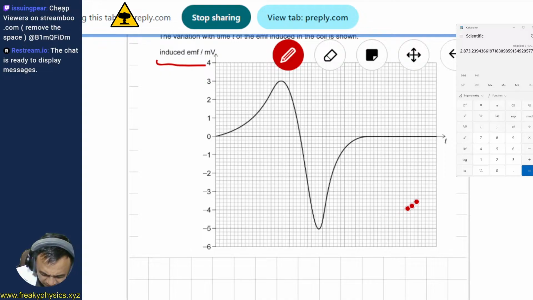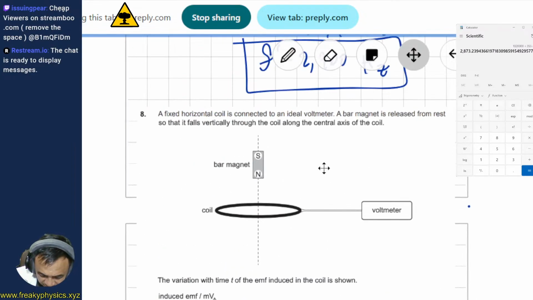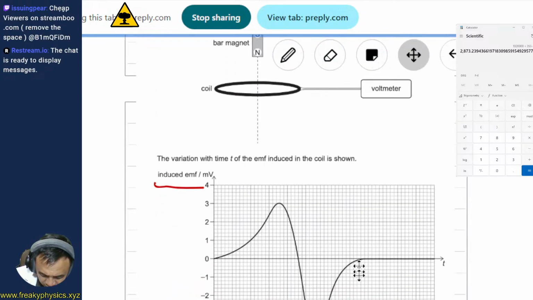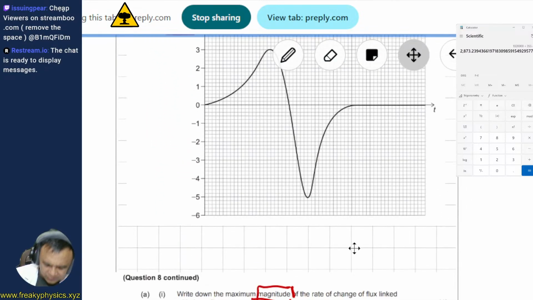Is there anything else I need to know here? Is there anything missing? Hold on, let me double check with the formula sheet booklet, and here we go. Flux linkage. Okay, that's it. That basically we're looking for this.